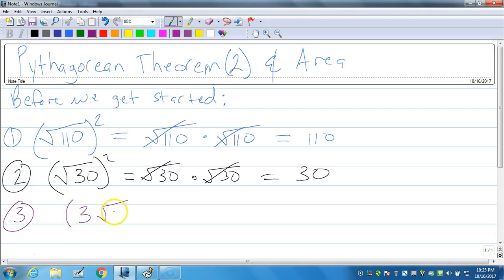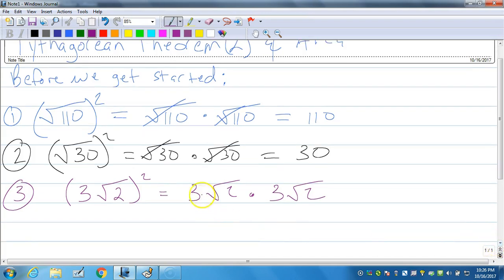3 square root of 2, all that squared. So that means that you have 3 square root of 2 squared times 3 square root of 2. And it's a pain to do it by hand. You multiply 3 times 3. 3 times 3 will give you 9.